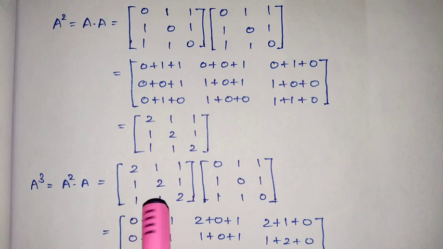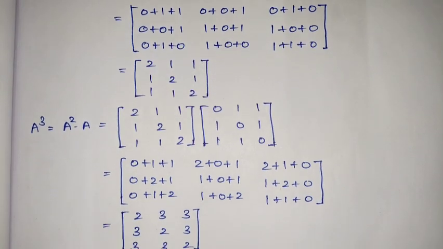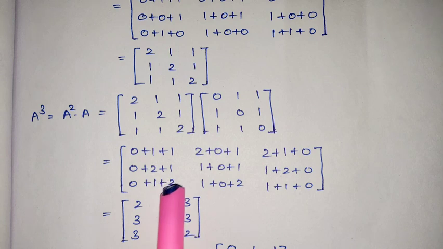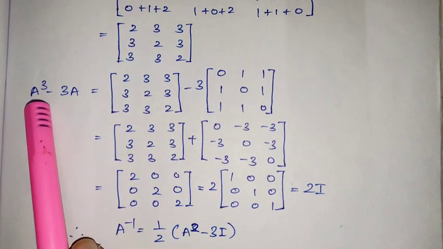1 into 0 is 0, 1 into 1 is 1, 2 into 1 is 2, 1 into 1 is 1, 1 into 0 is 0, 2 into 1 is 2, 1 into 1 is 1, 1 into 1 is 1 and 2 into 0 is 0. Now 1 plus 1 is 2 and 2 plus 1 is 3, 2 plus 1 is 3, 3, 2, 3, 3, 3 and 2. Now finally we have to find A cube minus 3A.